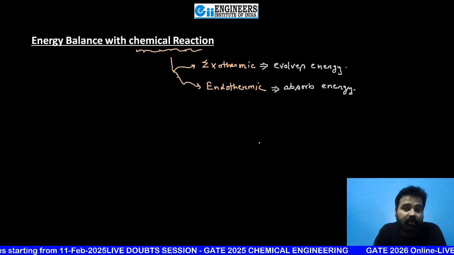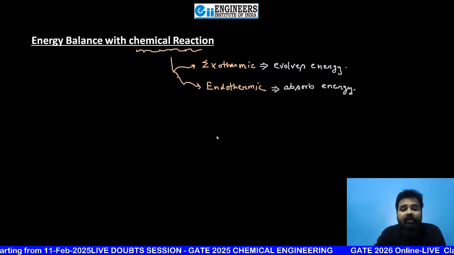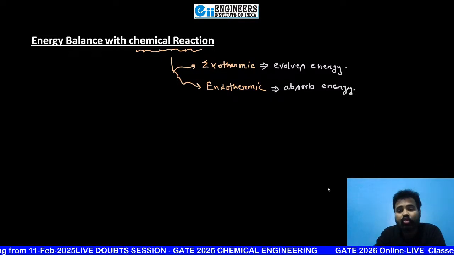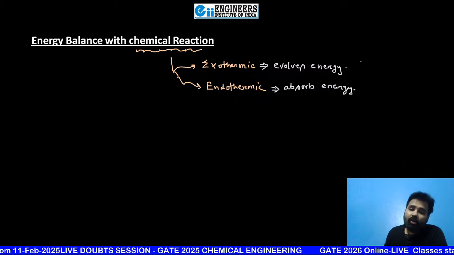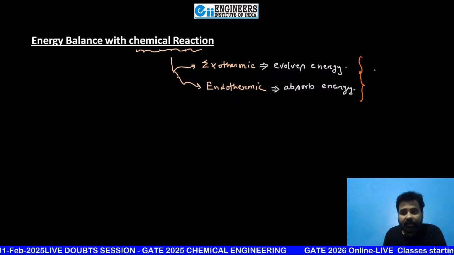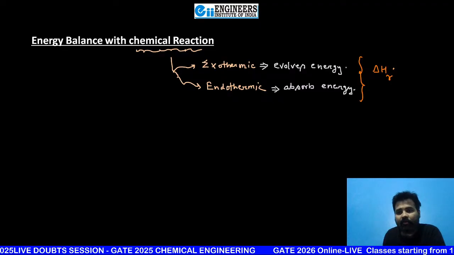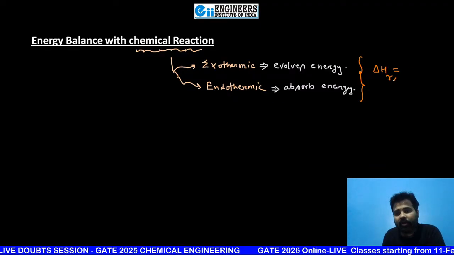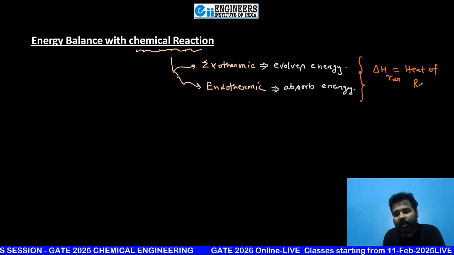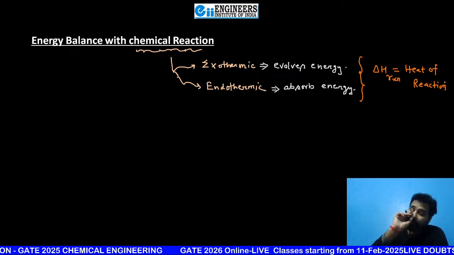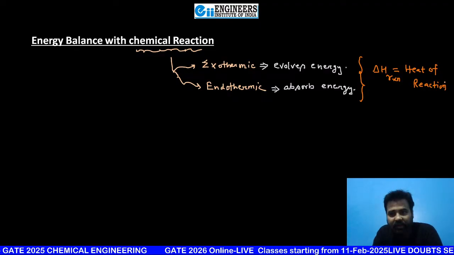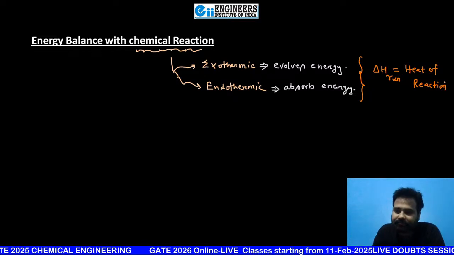Sir, why? How? See, whenever reactions absorb energy or evolve energy, you can write this with the help of delta HR, or delta H RXN. This is the heat of reaction. In detail, you will see this heat of reaction again with numericals in the energy balance chapter.